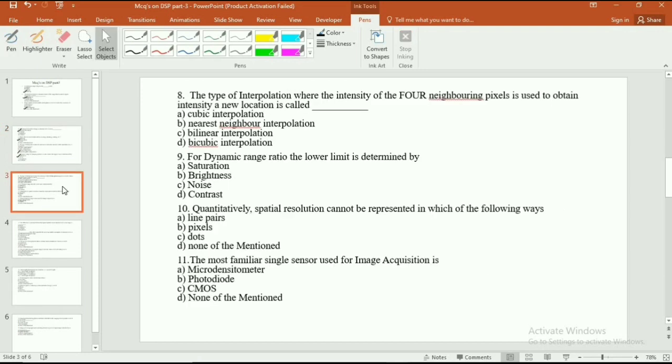Now the eighth question: the type of interpolation where the intensity of 4 neighboring pixels is used to obtain the intensity at a new location is called? Options are option A cubic interpolation, option number B nearest neighbor interpolation, option number C bilinear interpolation, and option number D bicubic interpolation. And here the answer is option number C, bilinear interpolation.